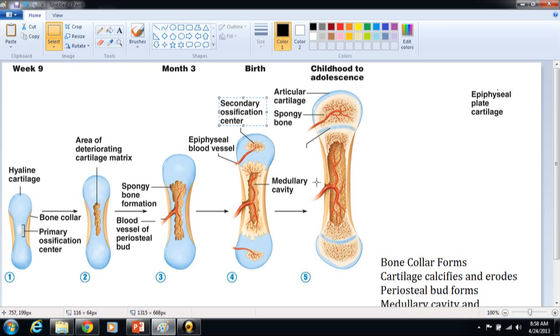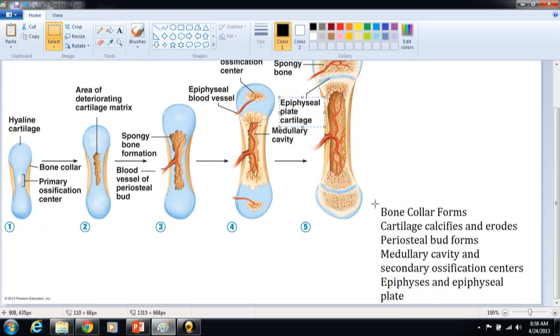Okay, and then the last step, the epiphyses are fully formed, and you have your epiphyseal plate cartilage. Okay, so the cartilage of the epiphyseal plate is now the only area where you have bone growth continuing. Okay, and that'll continue until adulthood, and then the epiphyseal plate will be completely replaced by bone.